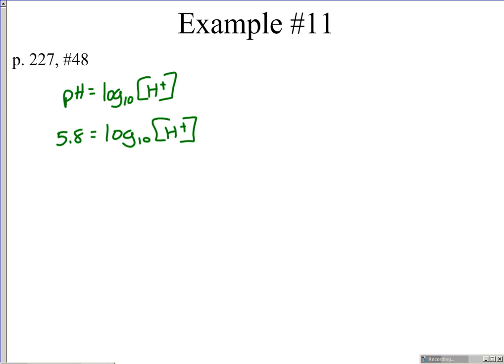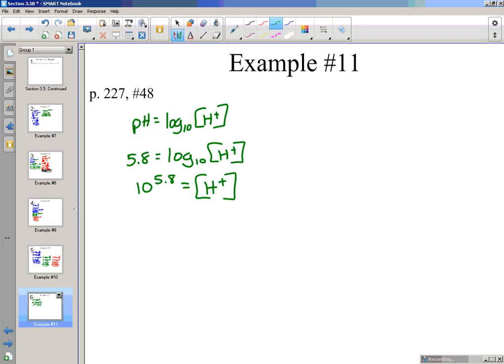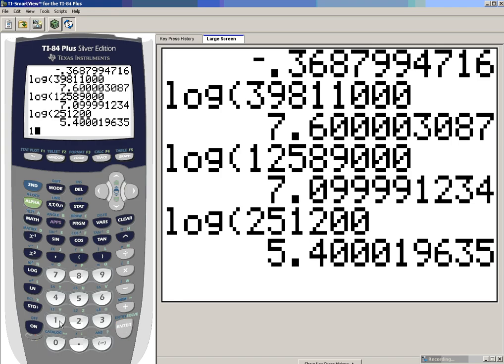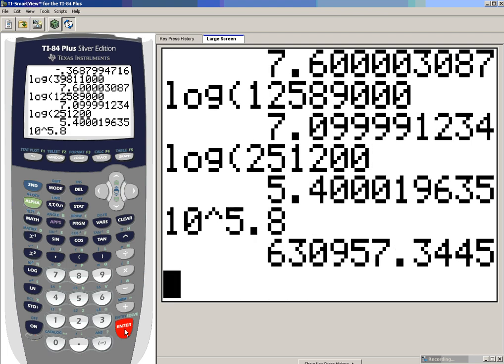It's a logarithmic equation. How do we solve a logarithmic equation? If there's logarithms on one side, we isolate the logarithm. That's already been done, and we change to an exponential. Base to the exponent equals the argument. Plug that now into your calculator. 10 raised to 5.8 power.